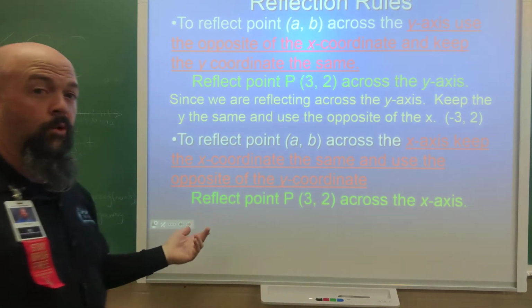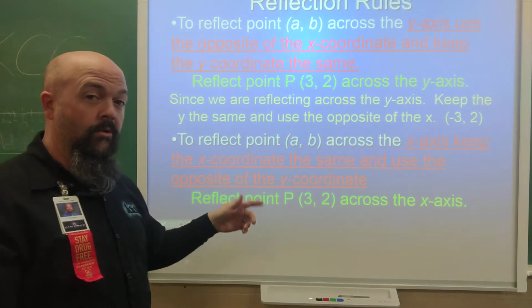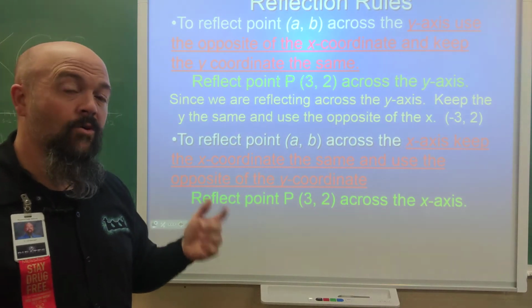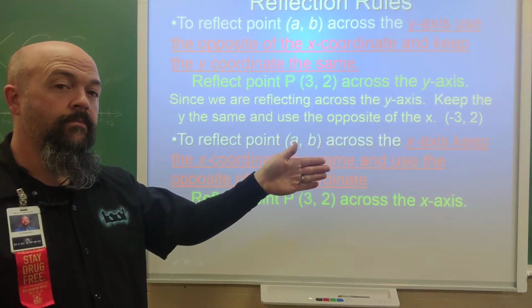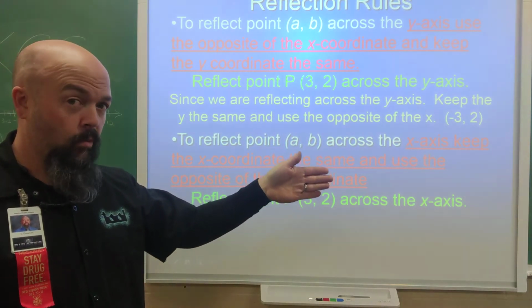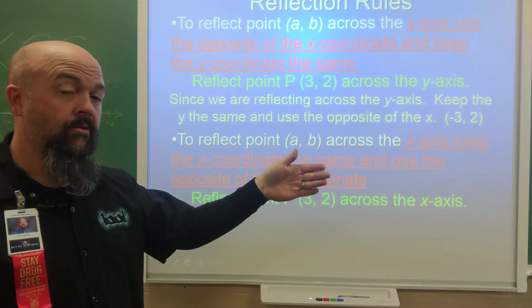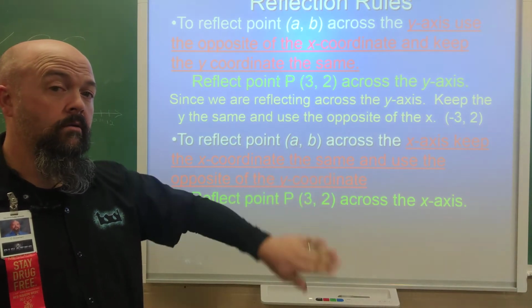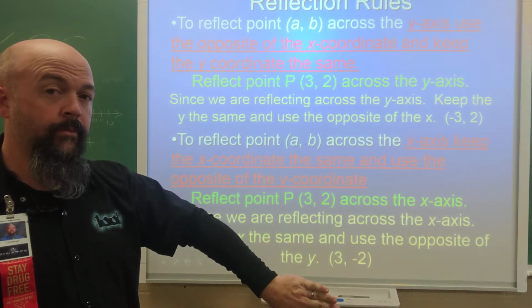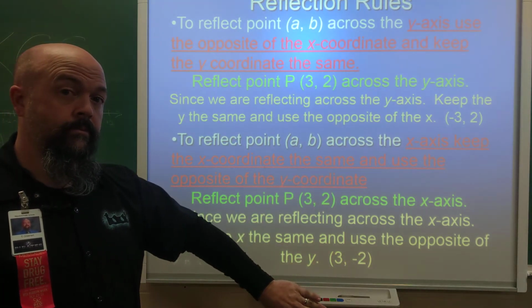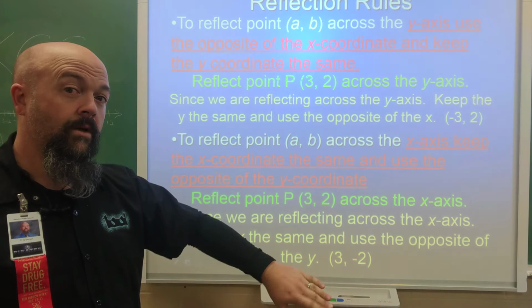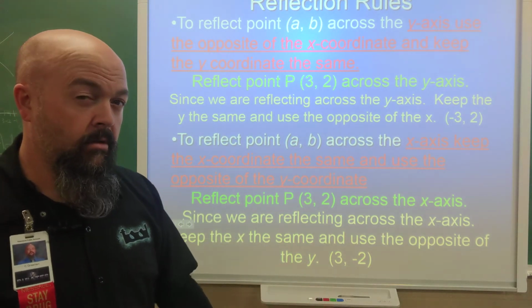So again, let's use point P here. Point P at 3, 2. Moving that across the x. So it's at 3, 2 to start. Well, we take the opposite y, but we keep the x. So that becomes 3, negative 2. Right? 3, negative 2. Okay. Maybe. Sort of.